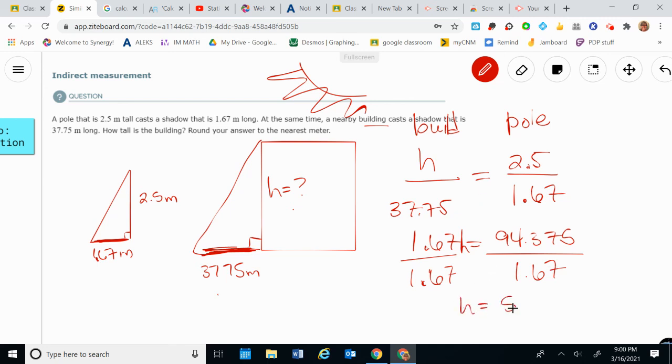56.5. That means it's 56.5 and some more digits, who cares? This is 5, which means this jumps up to 57. In other words, it's closer to 57 than it is to 56 meters. Okay? And that's your height. And that's the end of this particular video.